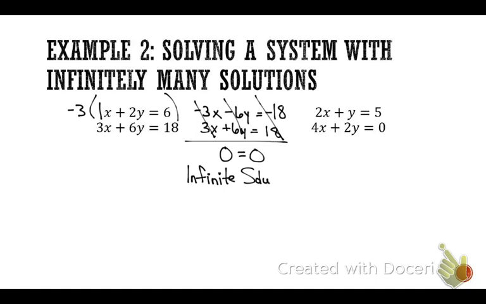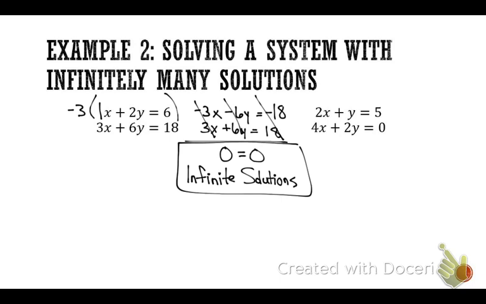Now, if it was 0 equaled any other value, it would be no solution. But because both sides actually do equal each other, my answer is infinite solution. Meaning that I could plug in whatever xy combination I wanted into this system and it would make both equations true.